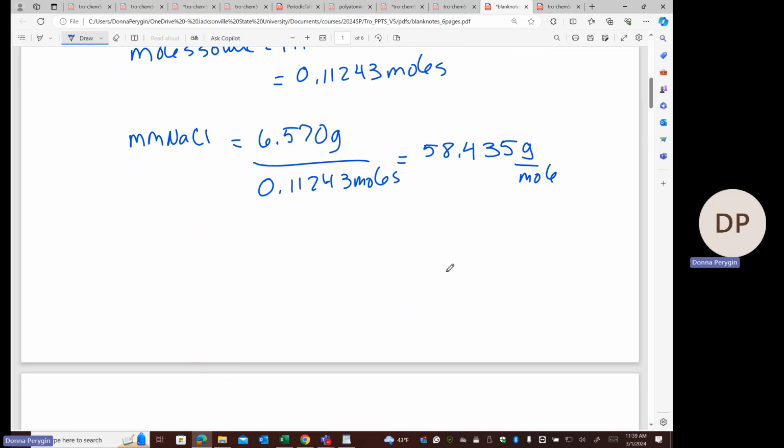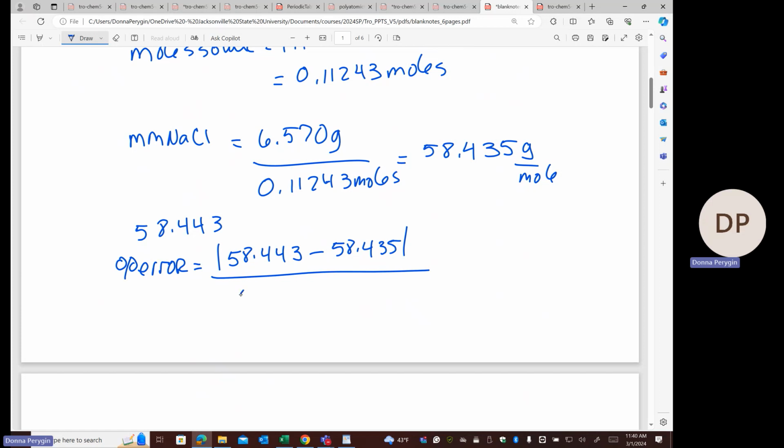Now, from the periodic table, we can find that the correct molar mass for sodium chloride is 58.443. That's the atomic mass for sodium plus the atomic mass for chlorine. That gives us 58.443. So I want you to calculate the percent error, which is equal to the absolute value of 58.443, which is the true value, minus 58.435, which is the value that we got from our experiment, divided by the true value, 58.443, times 100, which gives me a percent error of 0.0137%. Okay, so that is my percent error.